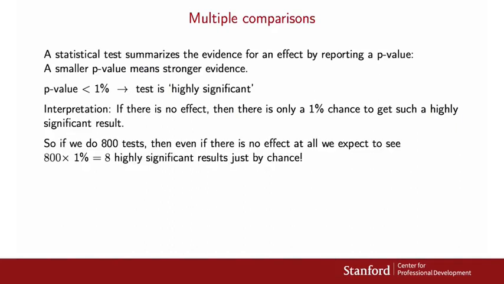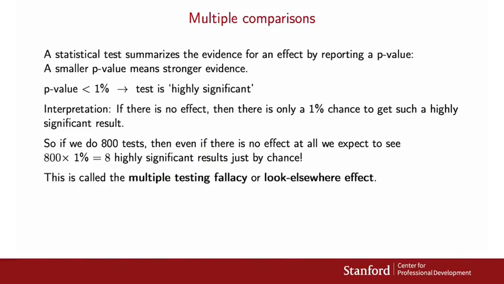But that means that if we do 800 tests, then even if there's nothing going on at all, we would expect to see about 800 times 1%, which is roughly 8, highly significant outcomes just by chance. This is what happened in that Swedish study. They did so many tests that they found highly significant outcomes even if there's nothing going on there. This effect has a name. It's called the multiple testing fallacy, or the look elsewhere effect.